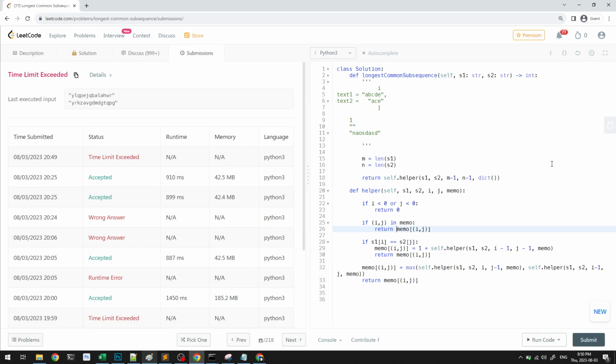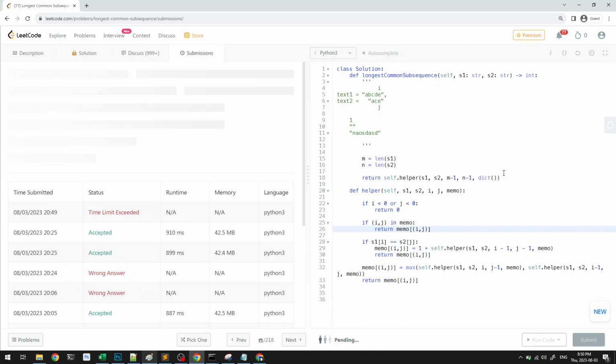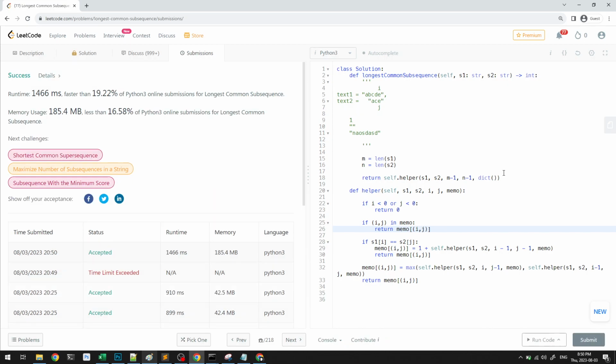And so this solution here will be effectively much faster than recursion, and it's actually an accepted solution, but you notice it's still a little too slow for us. It's about 1.4 seconds, only better than 20%. So how do we maybe make this even faster? Well, if you have recursion, to make it faster, you go to memoization. And to make that even faster, you use dynamic programming.